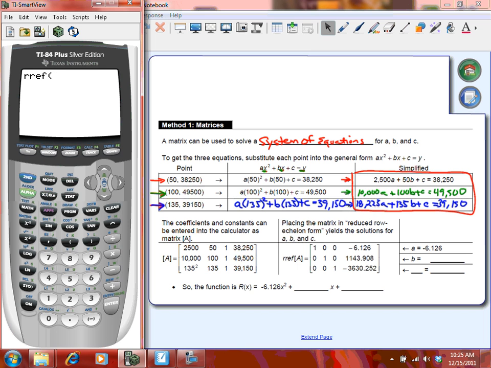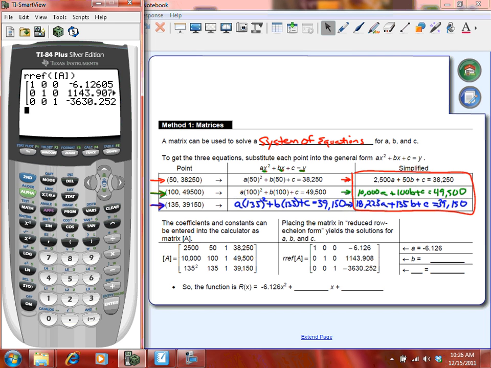So let's go back to Matrix one last time here. We put all of the numbers in Matrix A, so let's select that. Close up your parentheses. And now let's hit enter. And now you're going to get this funny looking thing here. Remember, this first value they give us up here, that negative 6.12605, is going to represent our A. The 1,143.907 is going to represent our B. And that negative 3,630.252 is going to represent our C.